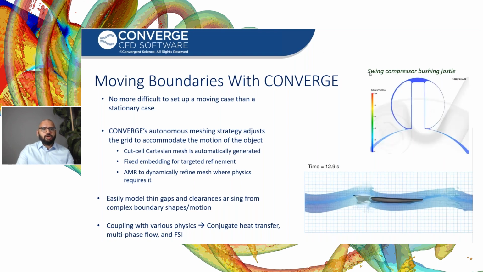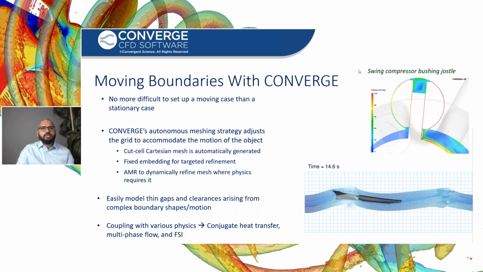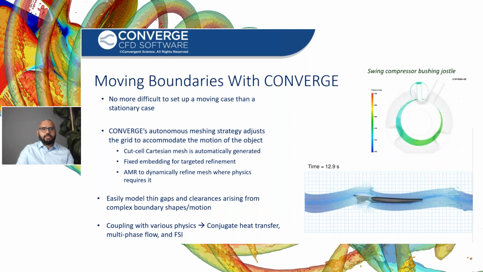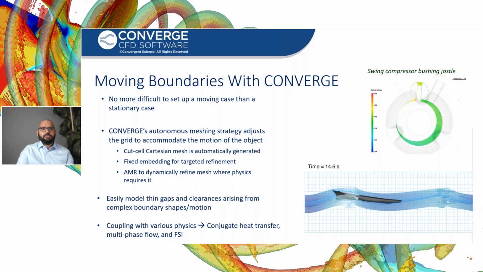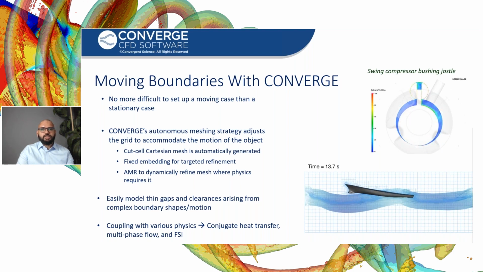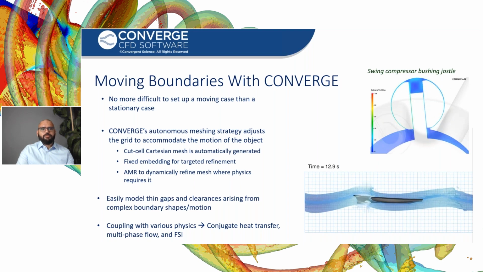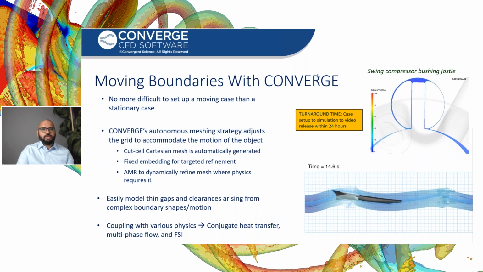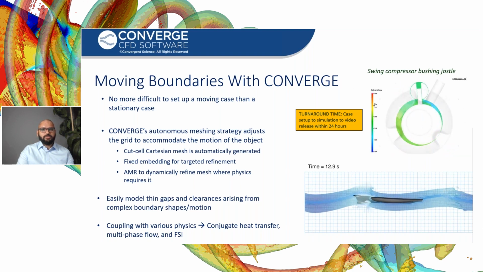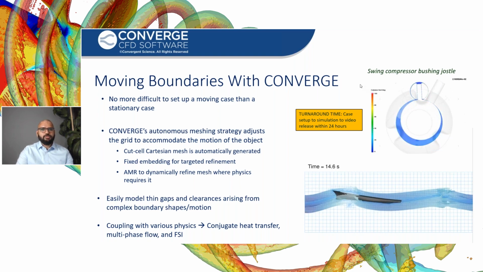So here is an example of a swing compressor where you can see you have this fairly complex motion and thin gaps involved. And you can see how this simulation, if you were using a traditional mesh generation method, would involve days or weeks trying to get a quality mesh out of it. With Converge, from case setup to simulation to video release was less than 24 hours for this setup. So this kind of shows you how efficient it is to do these kinds of simulations with Converge.